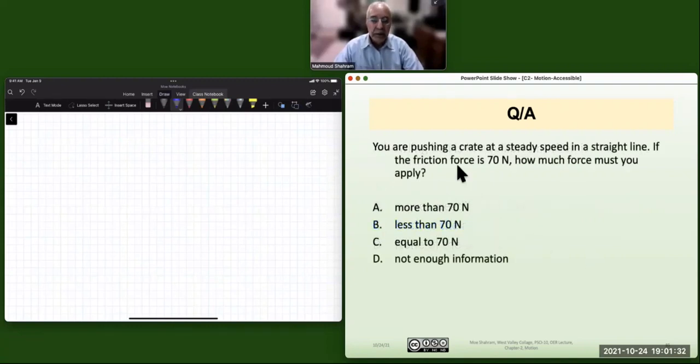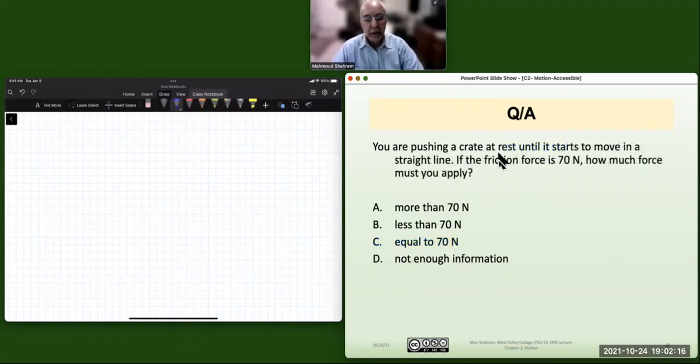So you are pushing a cart at a steady speed in a straight line. If the friction force is 70 Newtons, how much force must you apply? The key words here are steady speed, straight line. So that means a constant velocity. So that means you have to have a net force which is zero. So when can you have a net force that is zero? When this force is also 70 Newtons.